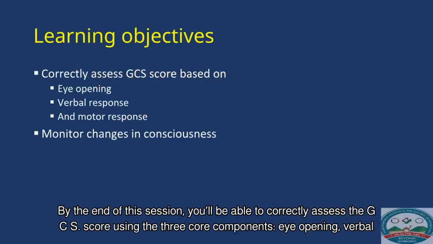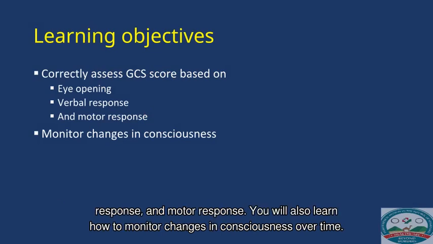By the end of this session, you'll be able to correctly assess the GCS score using the three core components: eye-opening, verbal response, and motor response. You will also learn how to monitor changes in consciousness over time.